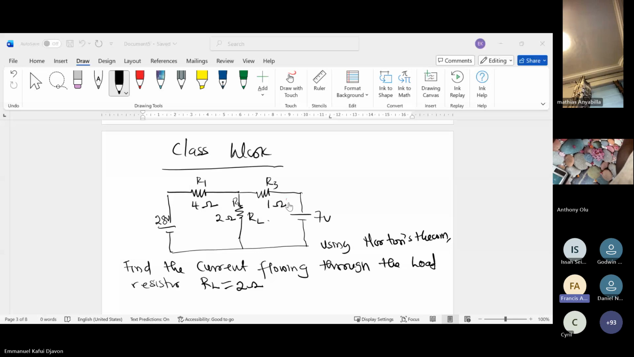That is where you are going to first calculate the current in both resistances. We have two sources, 28 and 7. So you take the R1 and divide it by 28. So 28 over 4, you get 7. And then you take the R3, which is 7, and divide it by the 7.